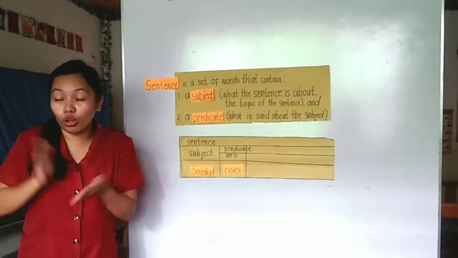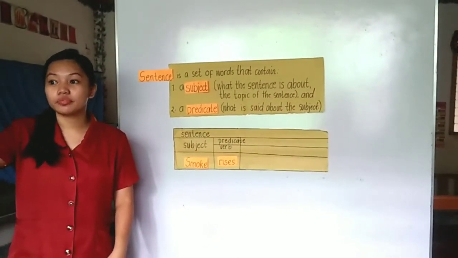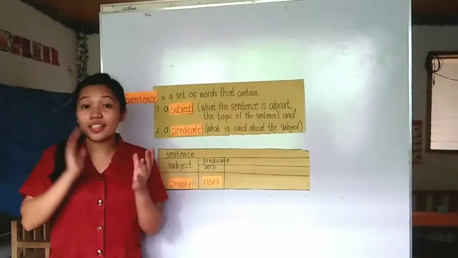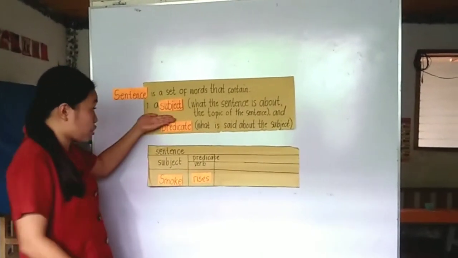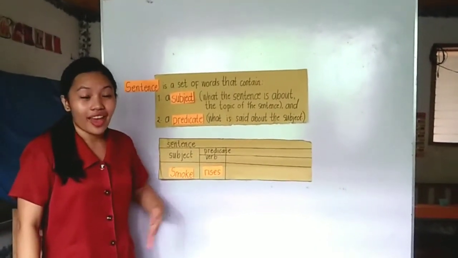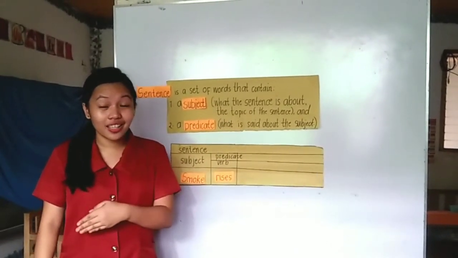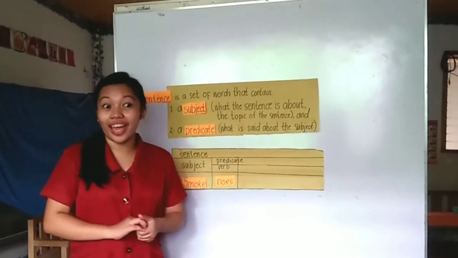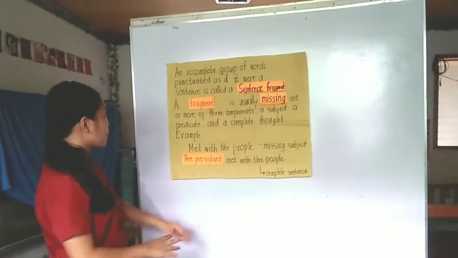What was my note? A predicate always contains a? Anyone? Okay? Marjorie? Very good. It's verb. You can say that a sentence always has at least a subject and a predicate. Again, a sentence always contains a? Okay, enough. A subject and a predicate. Very good. 2 points.